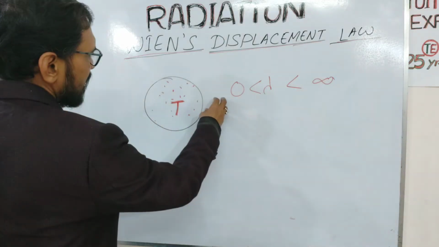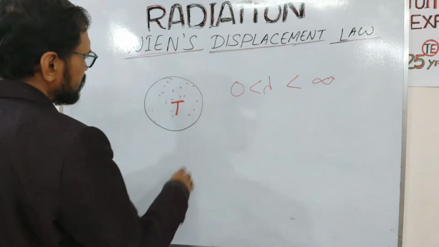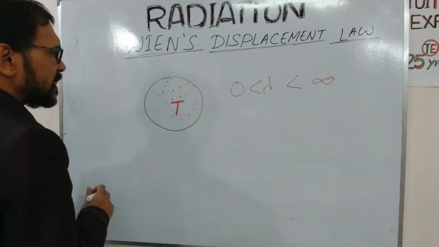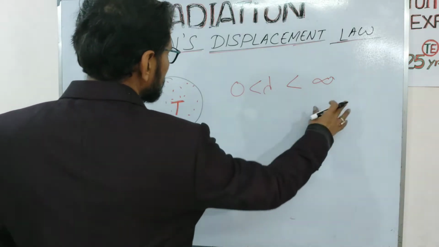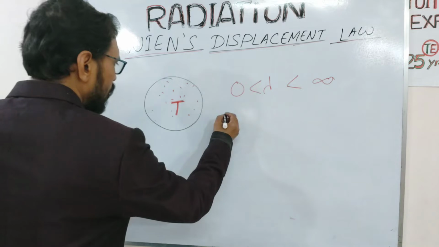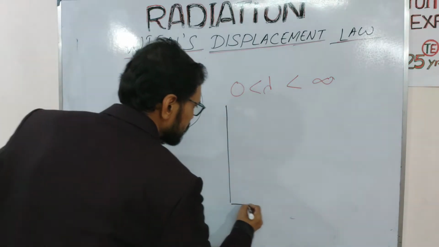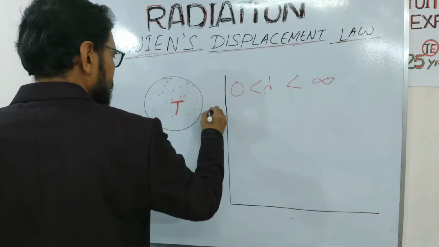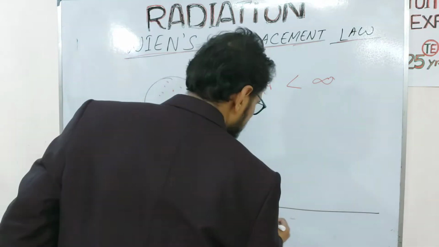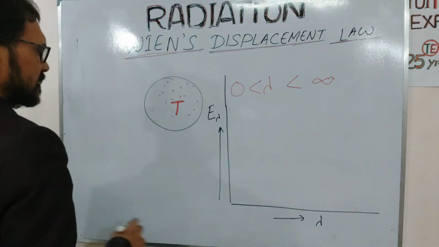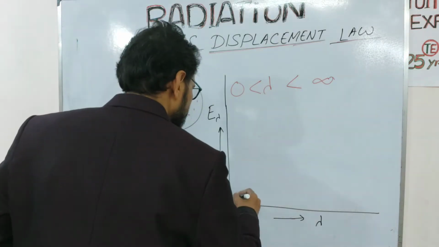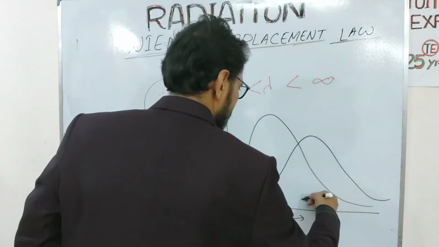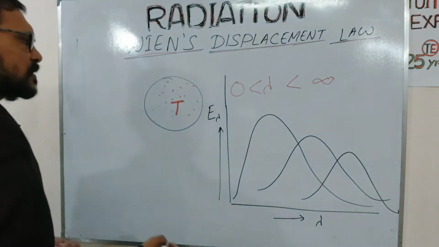So the energy radiation is not constant at different wavelengths. It is observed that energy radiation is different for different wavelengths. So if we plot a graph of spectral emissive power versus wavelength, then the graph will be this way.